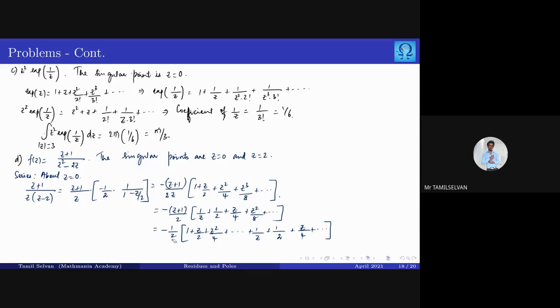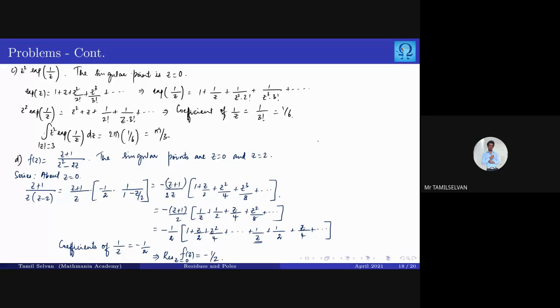Now I will just have to collect the coefficients of 1 upon z. If we just look for it, what we have is only this term. Only this term gives me 1 upon z, and this minus 1 upon 2 is to be multiplied with everything. So the coefficient of 1 upon z is minus 1 upon 2. This tells me the residue at z equals 0 of the given function is minus 1 upon 2.